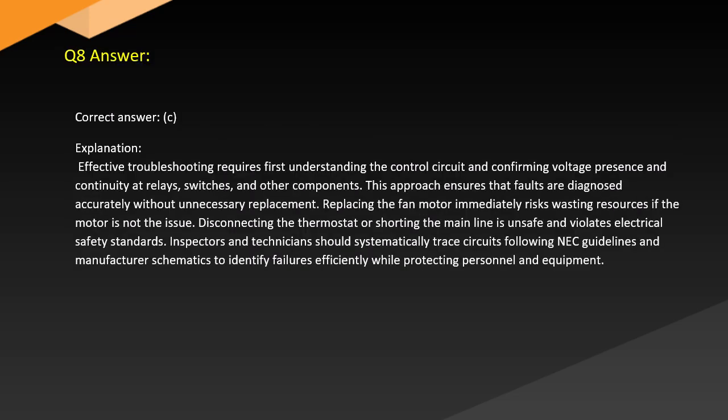Answer. Correct answer: C. Explanation. Effective troubleshooting requires first understanding the control circuit and confirming voltage presence and continuity at relays, switches, and other components. This approach ensures that faults are diagnosed accurately without unnecessary replacement. Replacing the fan motor immediately risks wasting resources if the motor is not the issue. Disconnecting the thermostat or shorting the main line is unsafe and violates electrical safety standards. Inspectors and technicians should systematically trace circuits following NEC guidelines and manufacturer schematics to identify failures efficiently while protecting personnel and equipment.